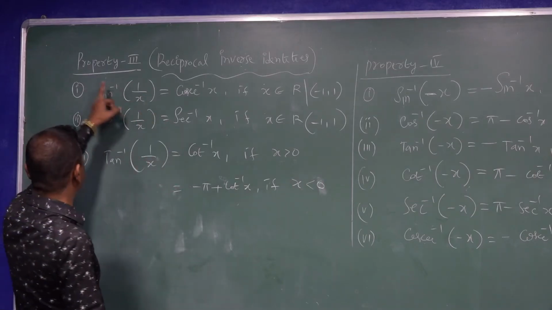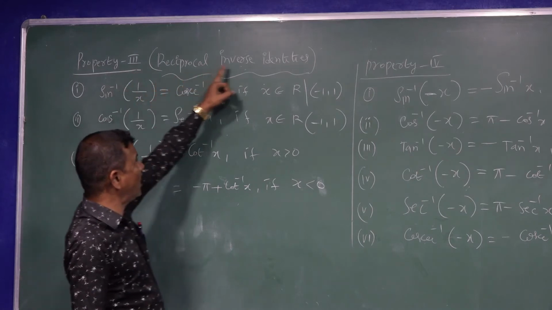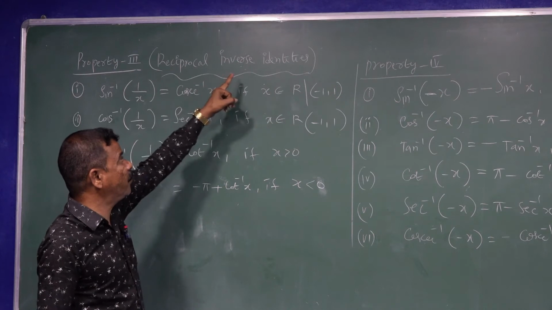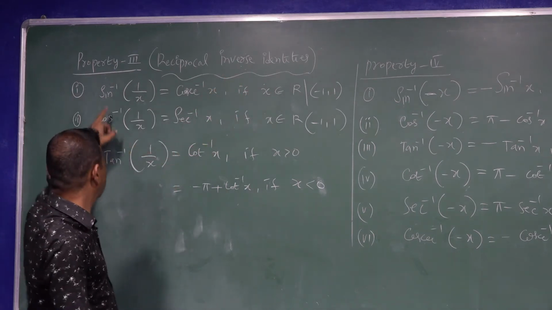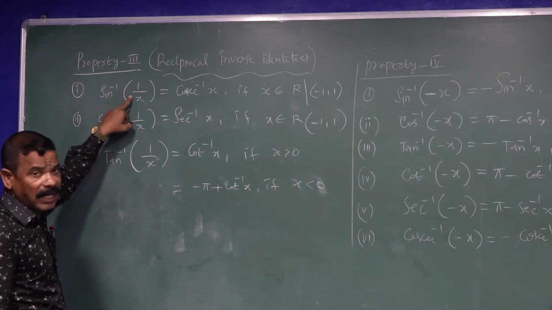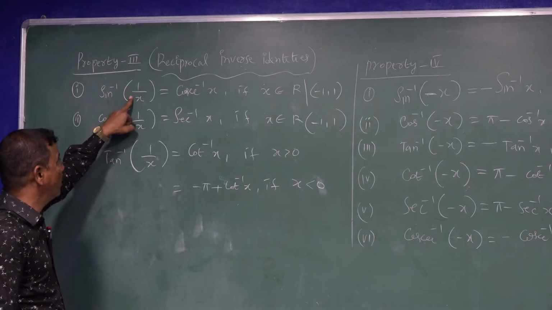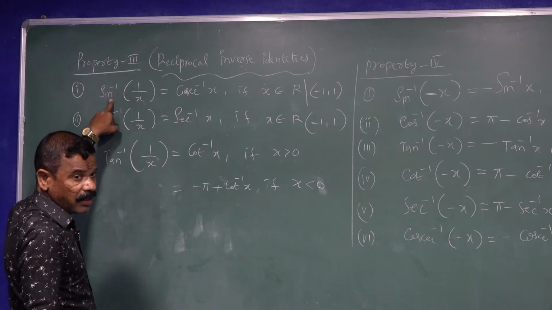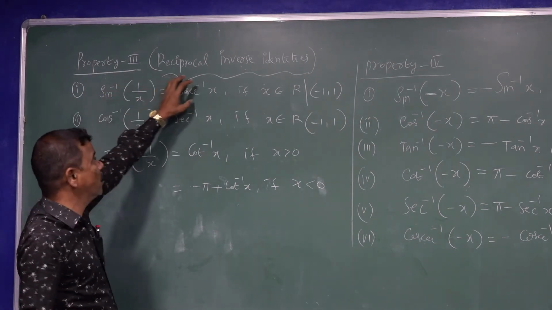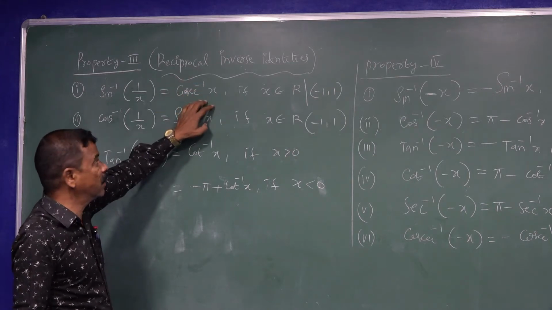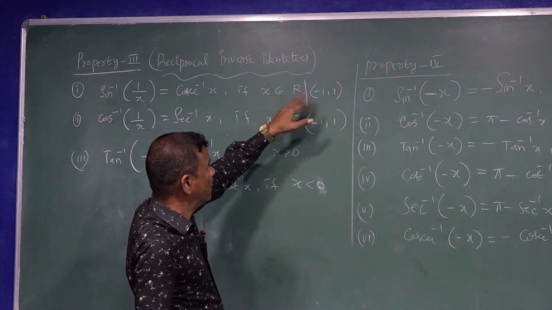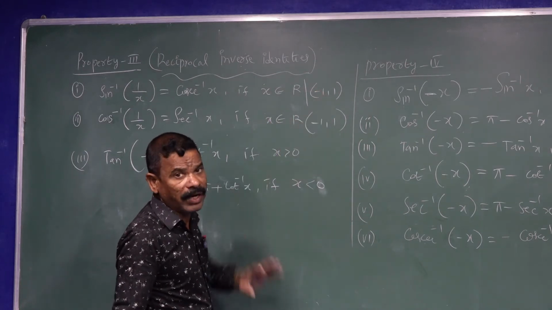Next, property 3, reciprocal inverse identities. These are called reciprocal inverse identities. Here number 1, sin inverse of 1 by x. 1 by x is the reciprocal term. So the opposite of sin is cosec. So sin inverse of 1 by x is written as cosec inverse of x, when x belongs to R with minus 1 to 1 deleted.